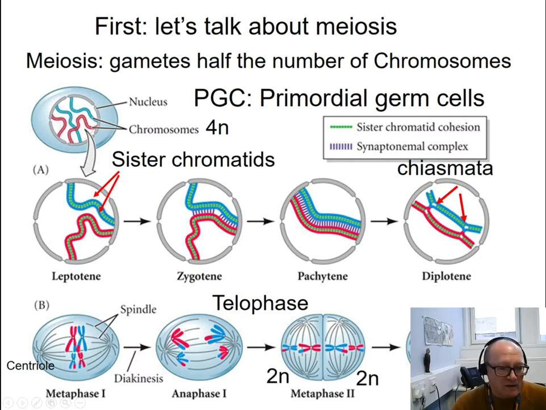So after meiosis 1, we have the formation of diploid cells, but at the end of meiosis 2, we have the formation of haploid cells. This is exactly the process that happens during the formation of spermatozoa, the male's reproductive cells. But it's not exactly what happens during the formation of the eggs, and we will see that in a minute.